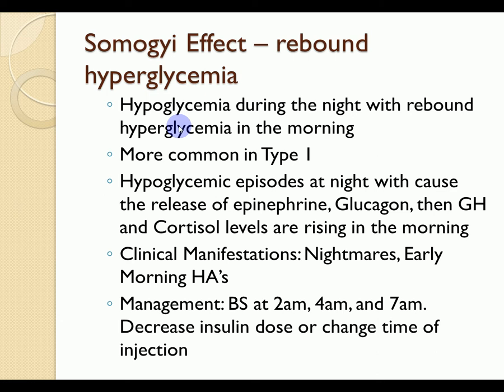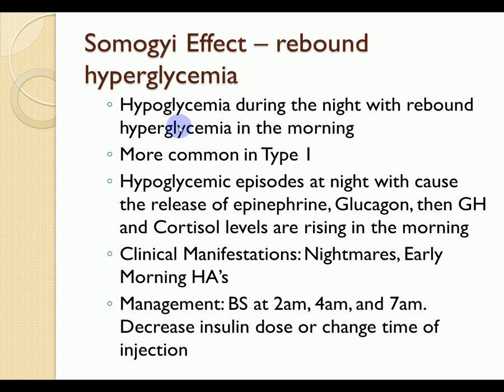Hypoglycemic episodes at night will cause the release of epinephrine and glucagon, and growth hormone and cortisol levels are also rising in the morning because of the circadian cycle. If you think about it, we said those were counter-regulatory hormones: your epinephrine, your glucagon, your growth hormone. They increase glucose levels. Then cortisol and growth hormone levels are also rising in the morning, and we know those increase glucose levels too. Because of that, you're going to have clinical manifestations of nightmares and early morning headaches because they've had a hypoglycemic episode during the night.